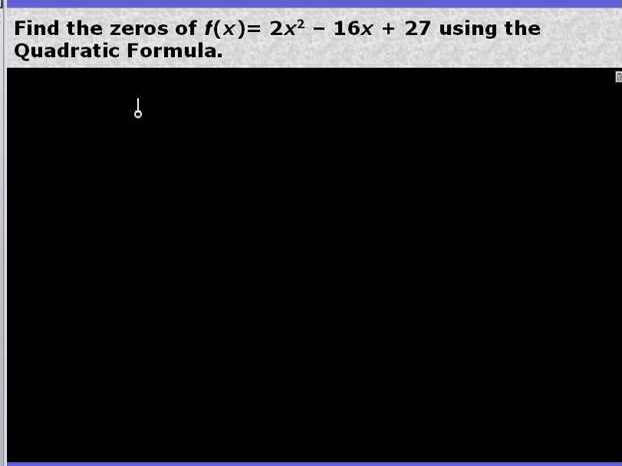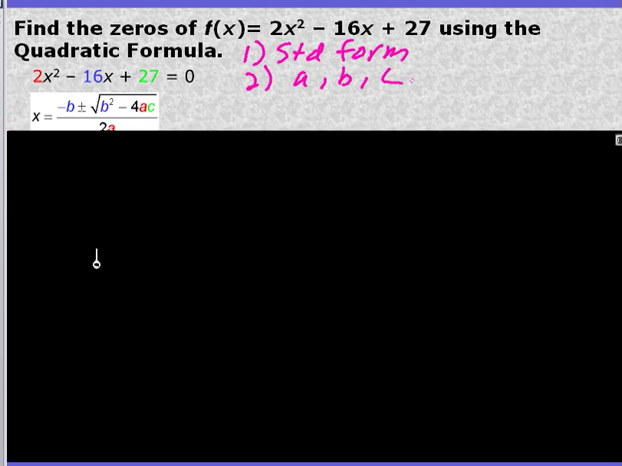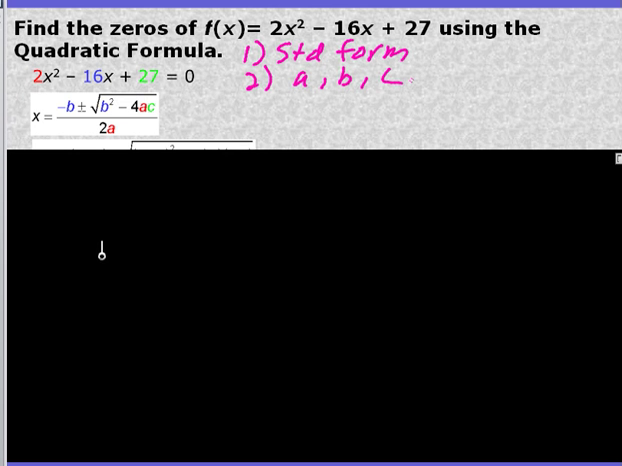So first example, find the zeros of f of x equals 2x squared minus 16x plus 27. First of all, we want to make sure it's in standard form, which this one is. It has everything over on one side of the equation. So we're going to set it equal to 0 to find our roots. And then we're going to identify our a, b, and c so we can plug them into the formula. So here's the formula. Our a in this case is 2. Our b is equal to negative 16 and our c is equal to 27.